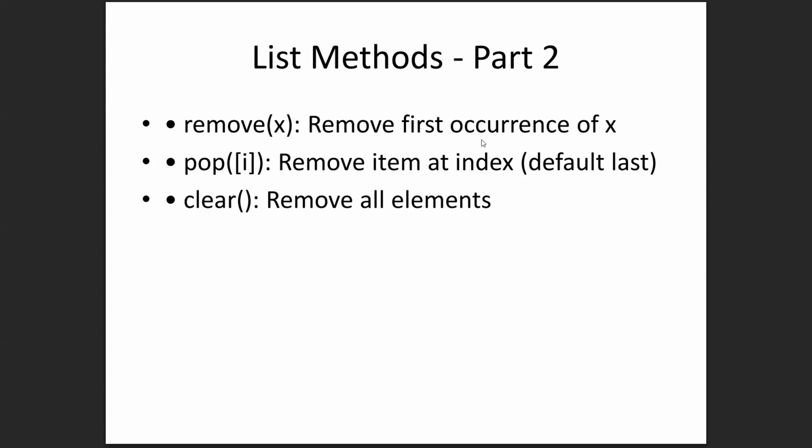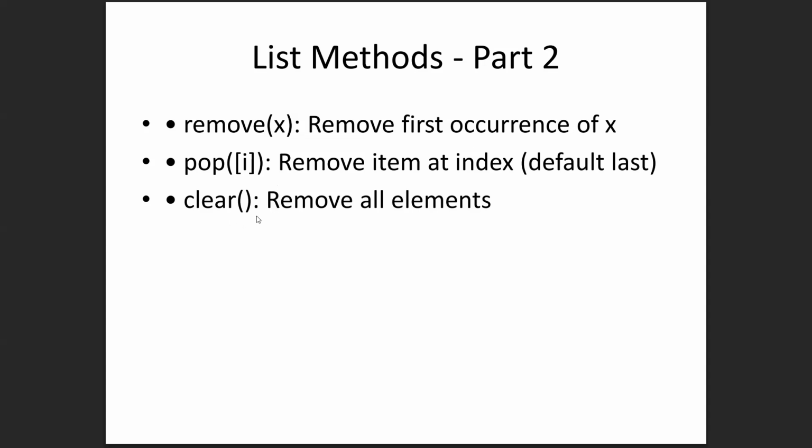And pop of i. What does this pop function do? It will remove the item at an index. If you want to remove a certain index, you will use the pop method. This pop method will remove that specific index. If you do not mention any index, by default it will remove the last index. It will remove the last element from that list. That is what the pop method does.